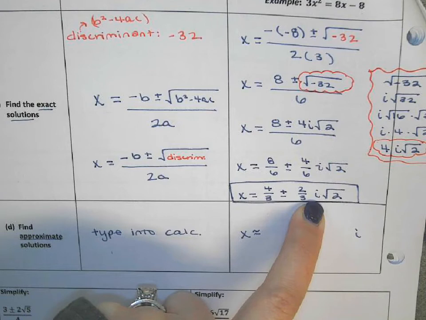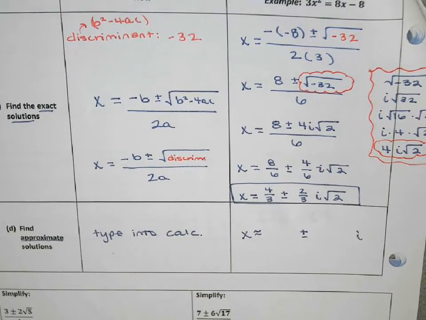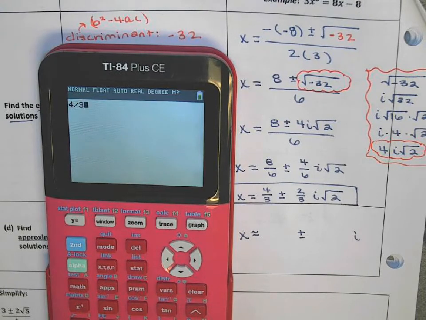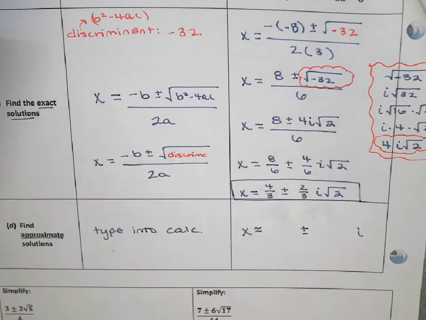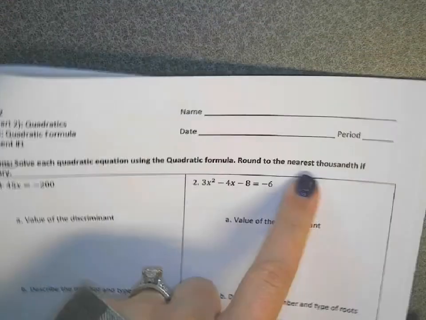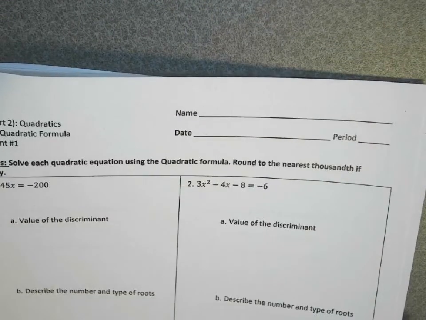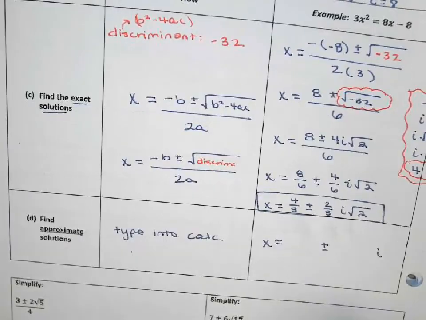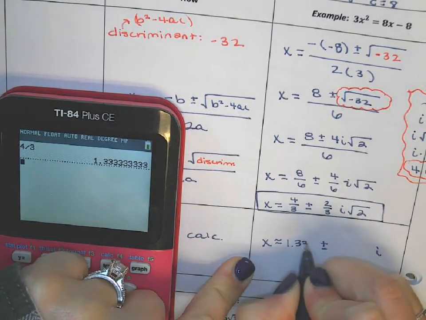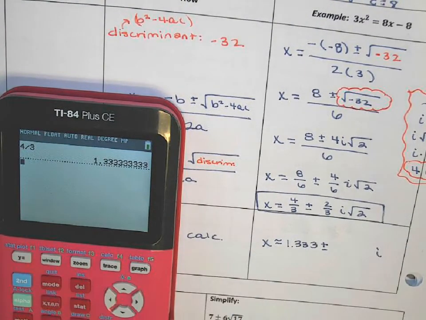So far, so good? So then in your calculator, 4/3, I just type it in, and the decimal there is 1.333 repeating. I believe on your homework, well, we can take a little peek. I think for the approximate solutions, it says round to the nearest thousandth. Thousandth would be 3 numbers behind the decimal, so we'll do that in our notes. So here, 4/3 is 1.333 plus or minus.